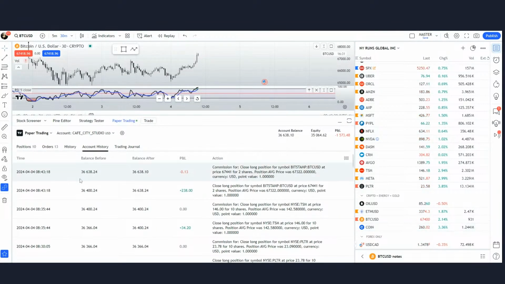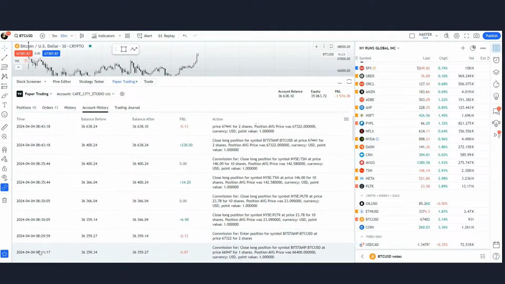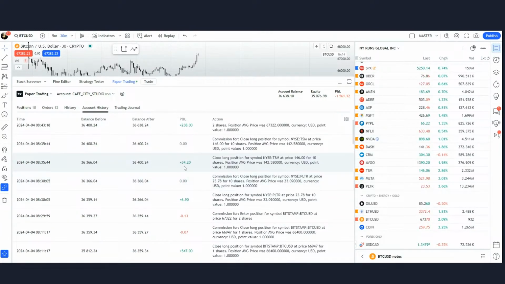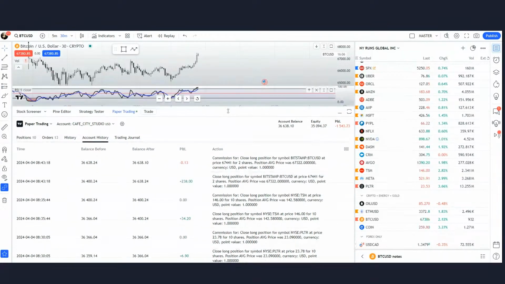You see, today is April 4. So we're gonna see April 4 right here. April the 4th. In here, 547 Bitcoin. I closed it early. 690 Palantir. 3420 Taiwan Semiconductors. And 238 Bitcoin just about a couple of minutes ago.